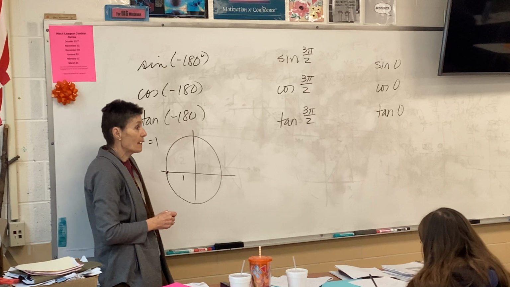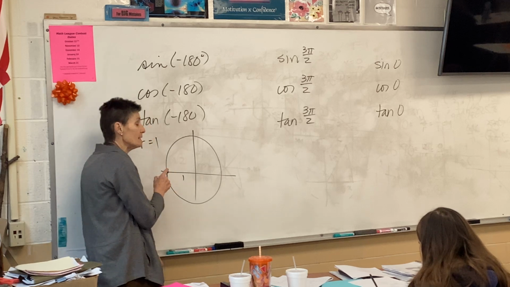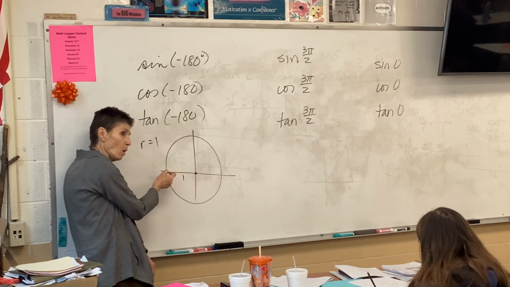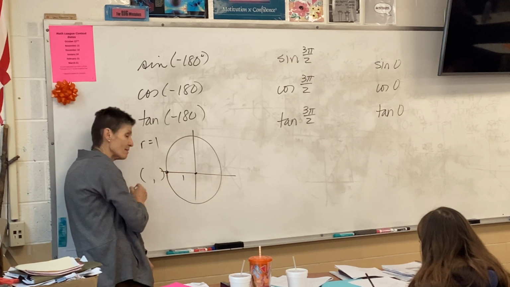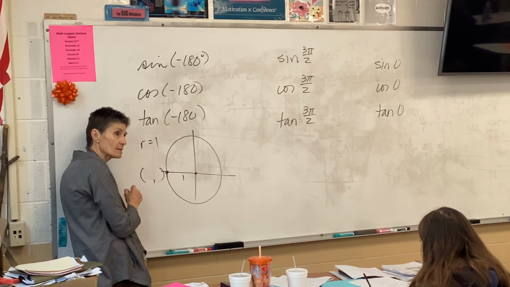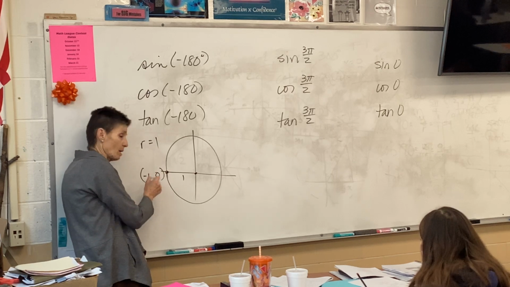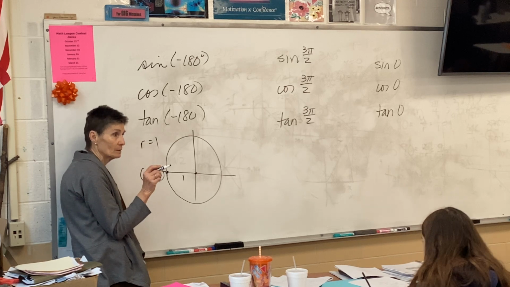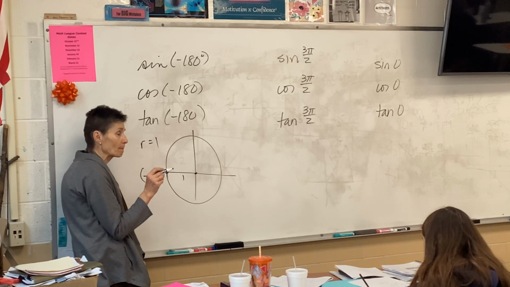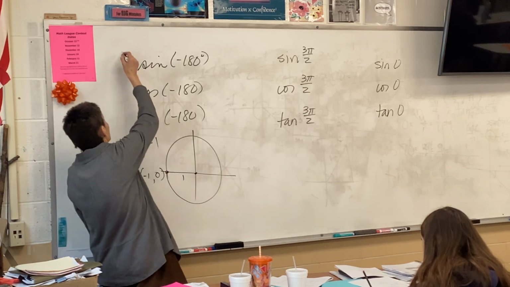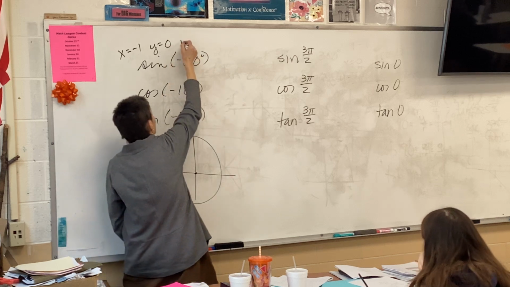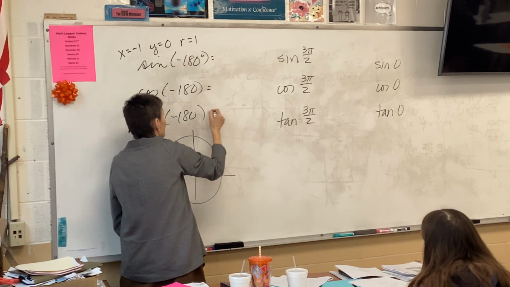All right? Now, tell me this point over here. Here's the origin. If I come left 1, then what will be that point? What will be its coordinates? Not 1, 0. Negative 1, 0. Right? Negative 1, 0. Think of a piece of graph paper. So, x is negative 1, y is 0, and r is 1. Now I'm ready to fill all these in.